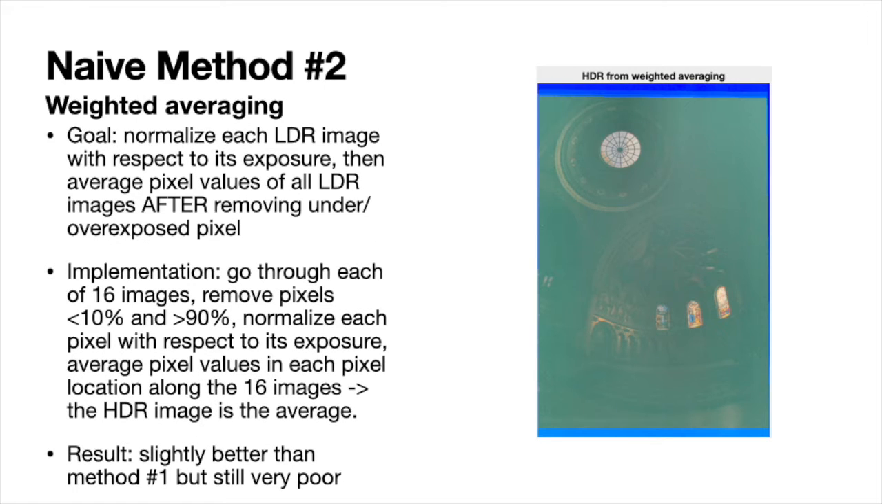The second naive method is weighted averaging. It is very similar to the first method, except the averaging and normalization occurs after removing the top and bottom 10% of pixel values in each image, which prevents using under and overexposed pixels. And the method is slightly better, but the quality is still very poor.